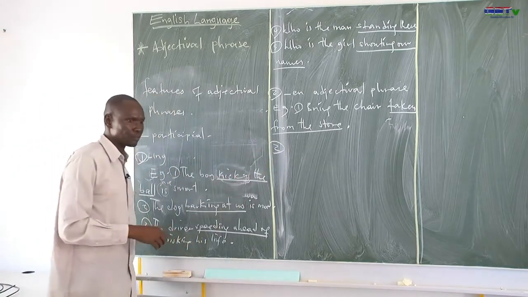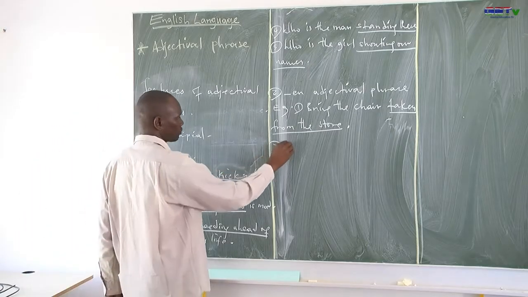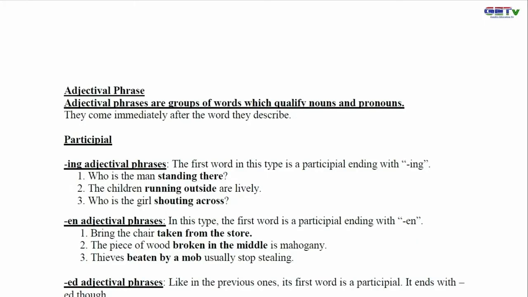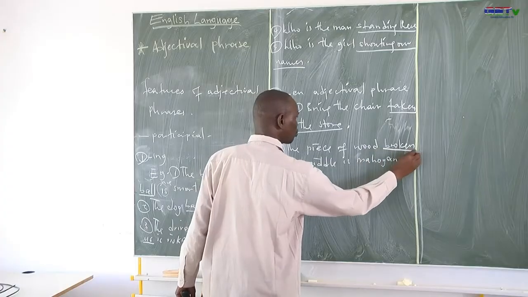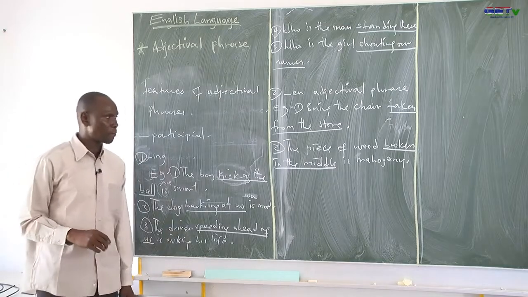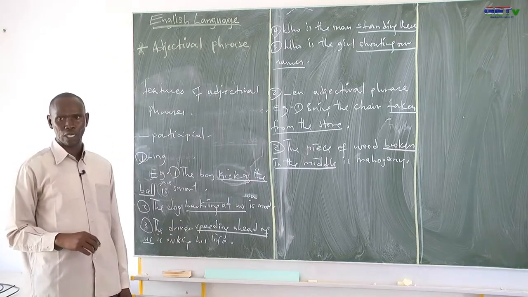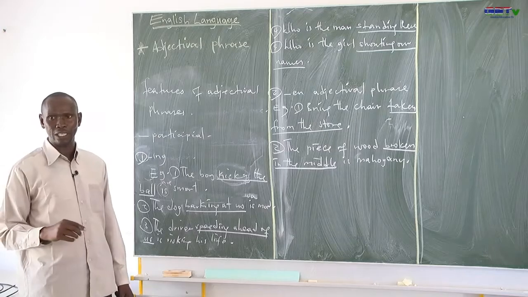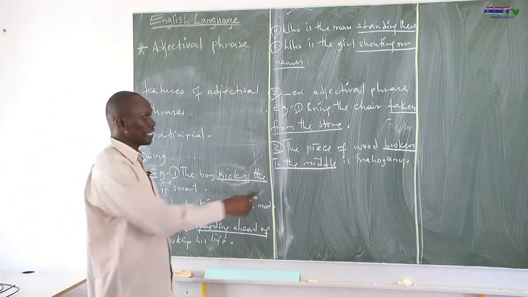If we say, the piece of wood broken in the middle is mahogany. The piece of wood broken in the middle is mahogany. Now, if we underline "broken in the middle" here, the piece of wood broken in the middle is mahogany. Now, this "broken in the middle" is the underlined word here. Now, this is a past participle.